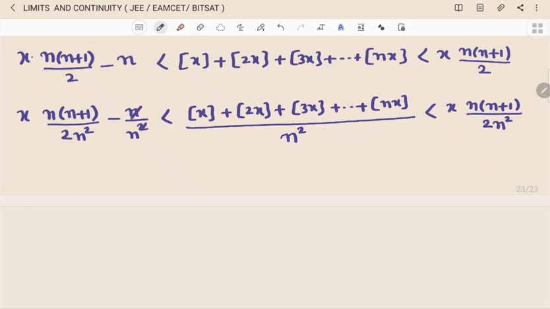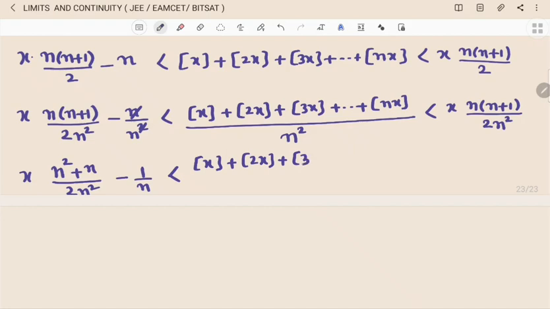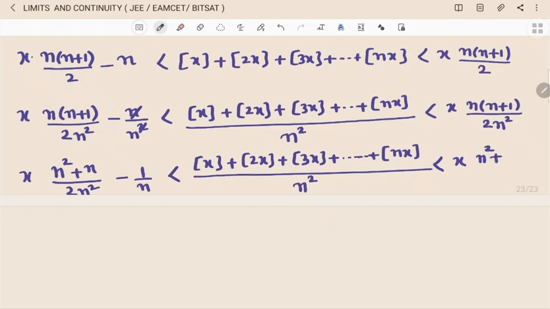So here one of the n gets cancelled, and here x into n squared plus n divided by 2n squared minus 1 by n is less than [x] plus [2x] plus [3x] plus and so on [nx] divided by n squared is less than x into n squared plus n divided by 2n squared.